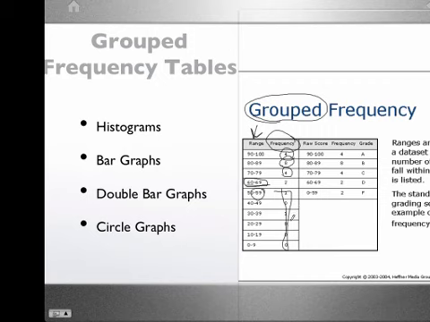So our next slide is going to show you how then to create histograms and bar graphs. But the most important thing to remember is that you have to take your data set and make a frequency table first. That's always the first step, the frequency table, before you start to create those histograms.